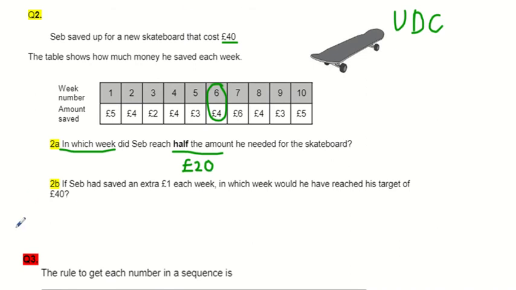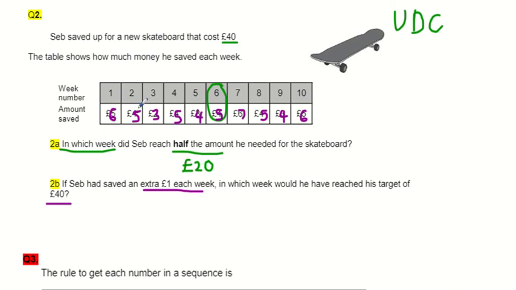Okay, so let's have a look at the 2B then. Now, if Seb had saved an extra £1 each week, in which week would he have reached his target of £40? So let's start by thinking this would actually be 6 because it's an extra pound. This is going to be 5. This will be 3. This will be 5. This will be 4. This will become 5. 7, 5, 4, 6. So this time I want to know when he reached his target of £40.